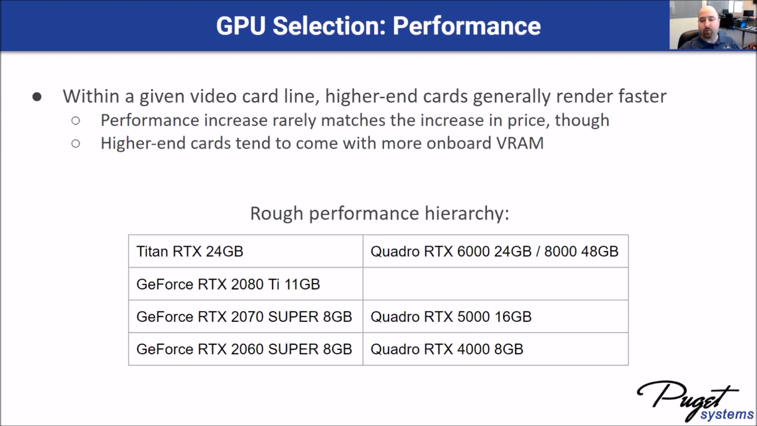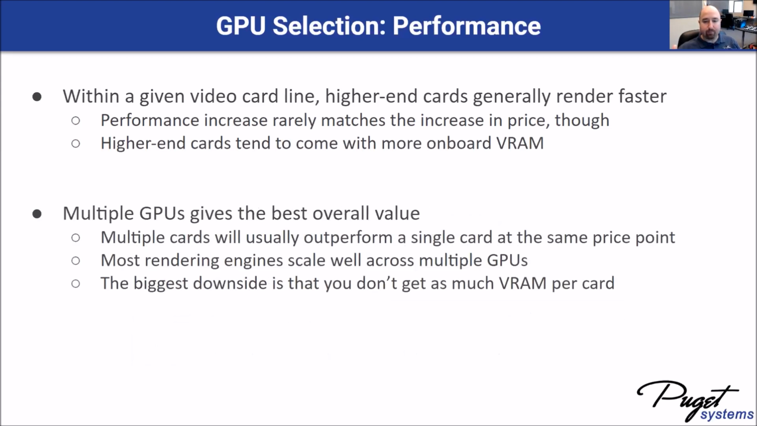And we could put together a little performance chart, and this is rough, this is not exact, but ballpark speaking, the Titan RTX, which is 24 gigs, is roughly on par with the Quadro RTX 6000 and 8000. And as you can see there, the 8000 has 48 gigs of RAM, so you have an option with double the video RAM. Likewise, the RTX 2070 Super 8 gig is roughly on par with the Quadro RTX 5000, but the 5000 has double the memory. And we'll talk about the memory a little bit more in a minute.